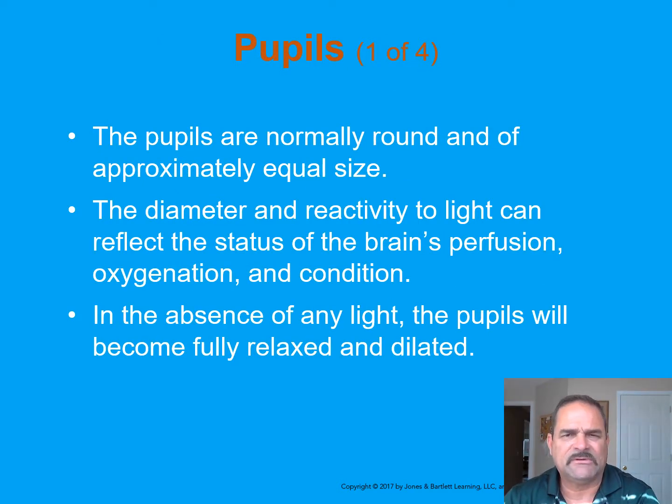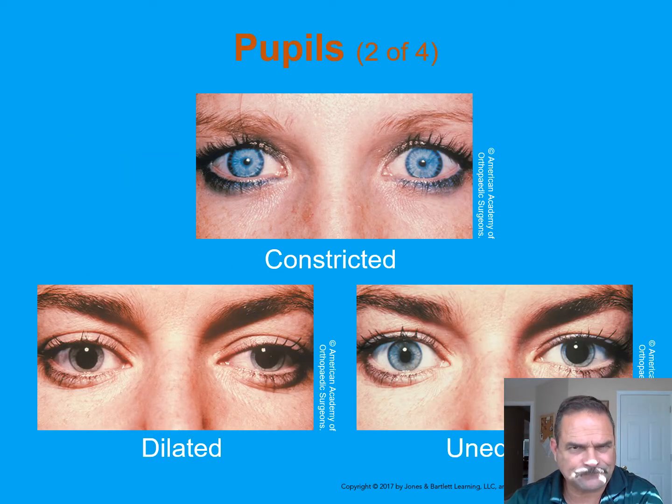All right, so pupils are normally round and approximately equal in size. The diameter and the reaction to light can reflect the status of the brain's perfusion, oxygenation, and condition. It can also give you hints if the patient is using narcotics. If they're using narcotics, the pupils will be pinpoint. They'll be very small, versus if they're using a stimulant like cocaine or meth, that kind of stuff, they'll be very large and won't respond to light. In the absence of any light, the pupils will become fully relaxed and dilated. There's your pupils constricted, as you can see there, and then dilated.